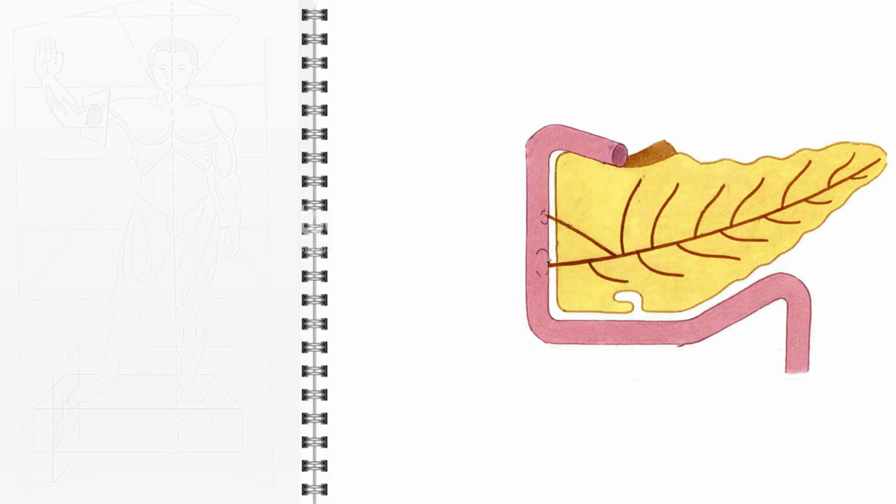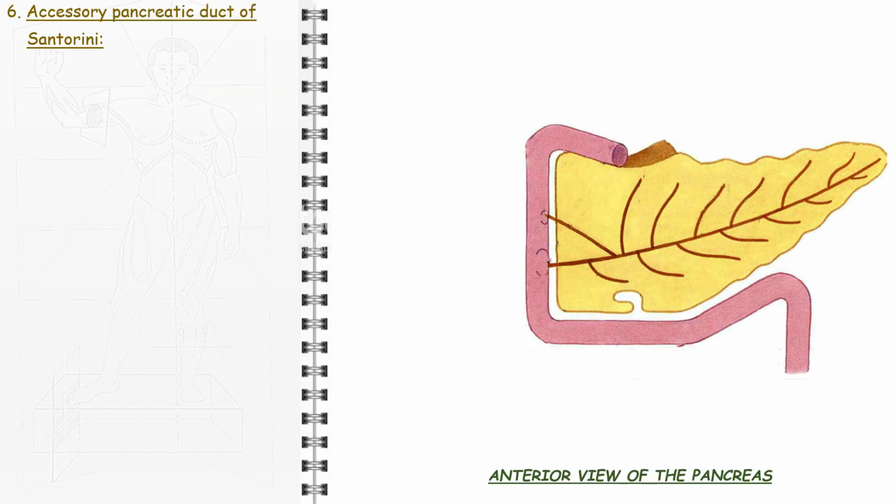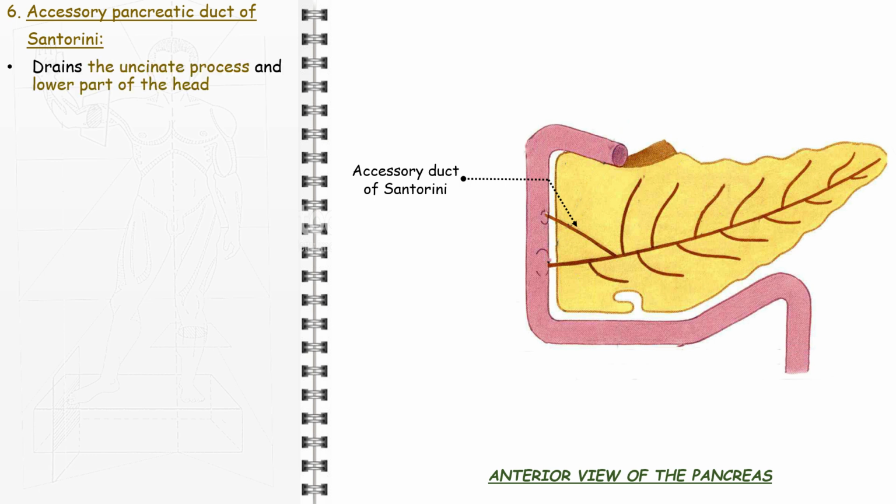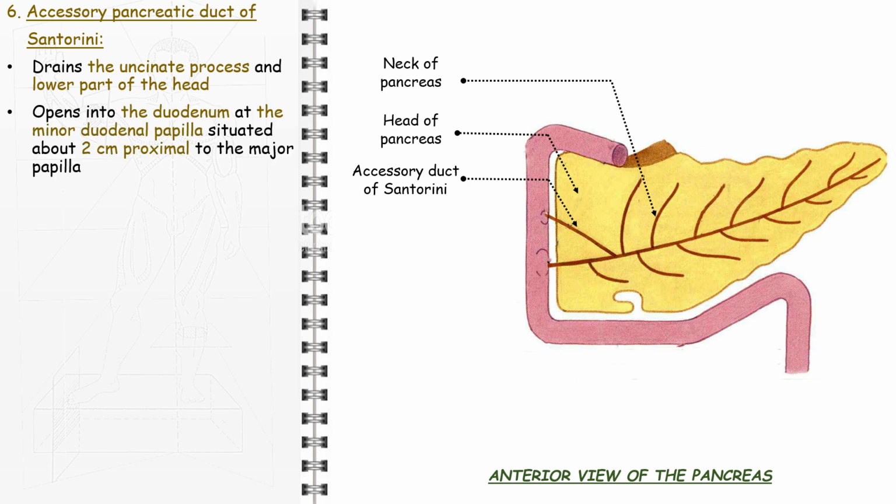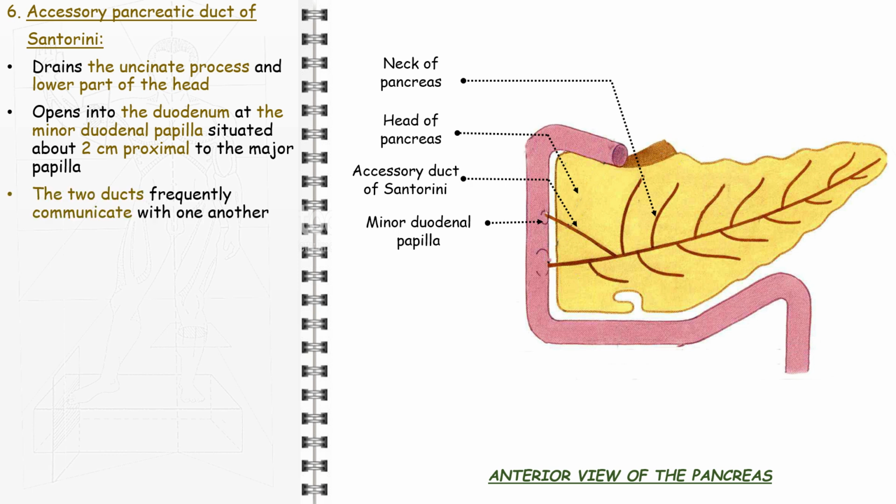The accessory pancreatic duct of Santorini drains the uncinate process and lower part of the head. It is more superficial and opens into the duodenum at the minor duodenal papilla situated about 2 cm proximal to the major papilla. The two ducts frequently communicate with one another.